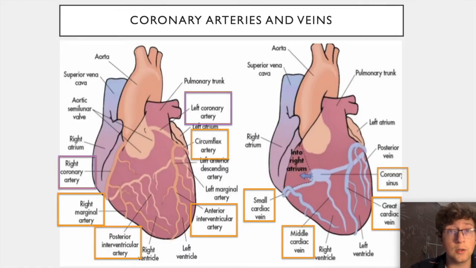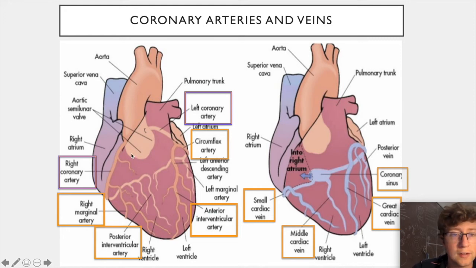If we look at just the coronary arteries and veins, again, these are responsible for providing oxygen to heart tissue, and this is what will become blocked whenever one has a heart attack. So if we look at the left side, this is showing all the arteries that you need to know, the ones that are boxed. And then the right image over here is showing all of the venous structures you need to know.